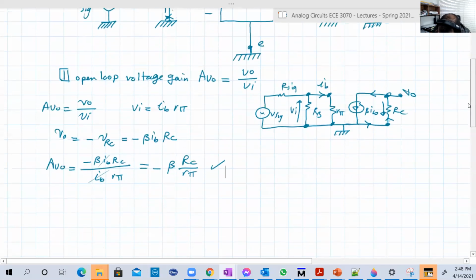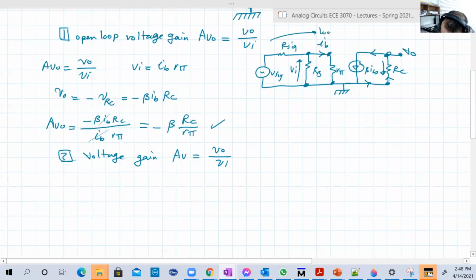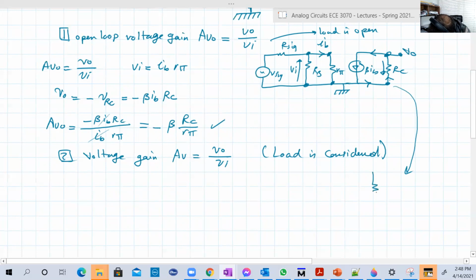Let's take another type, which is just called the voltage gain, AV, which is VO over VI, but now we're going to consider the load in the circuit. Here, the load is open; here, the load is considered. So we're going to have the same circuit, but I will just add the load to it.